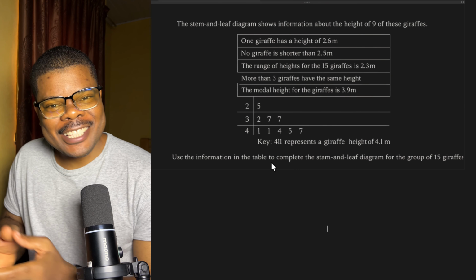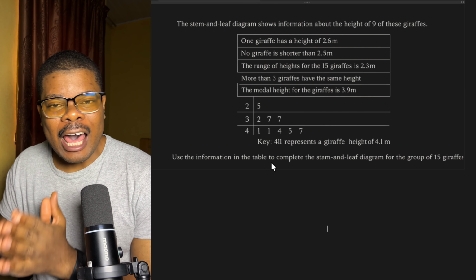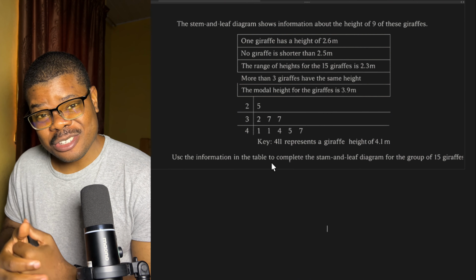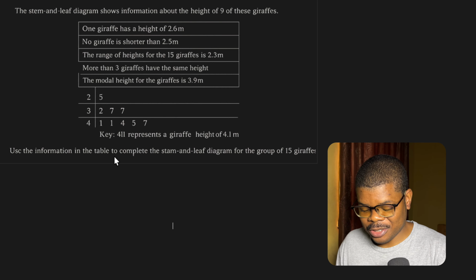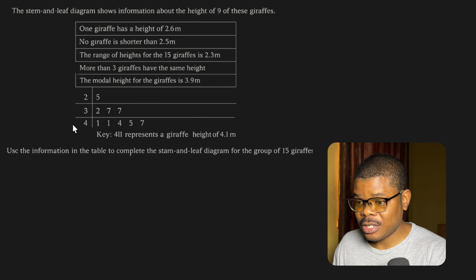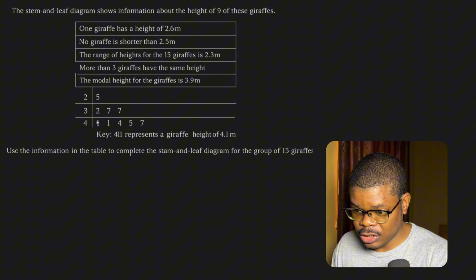So this question right here may look like an ordinary giraffe question, but this is literally how fraud investigators reconstruct missing data. So let's solve it together. All right, so we have the question here on the screen, and it says that the stem and leaf diagram shows information about the height of 9 of these giraffes.